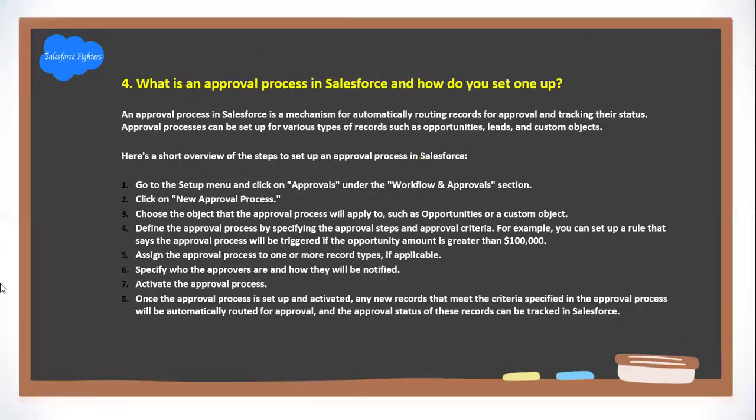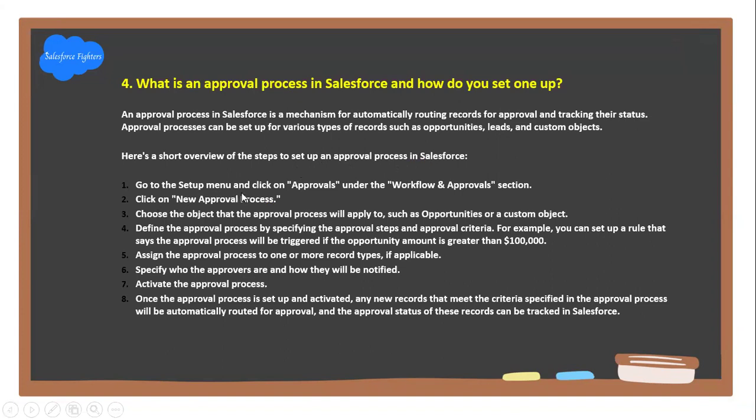Next, what is an approval process in Salesforce and how do you set it up? An approval process in Salesforce is a mechanism for automatically routing records for approval and tracking their status. Approval processes can be set up for various types of records such as opportunities, leads, and custom objects. Here is a short overview of the steps to set up an approval process in Salesforce.